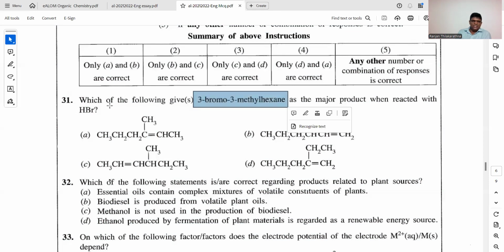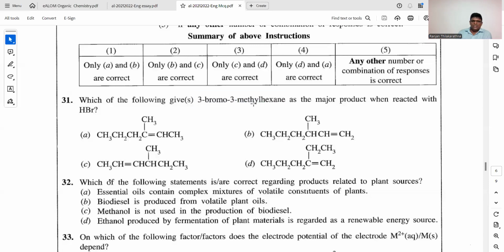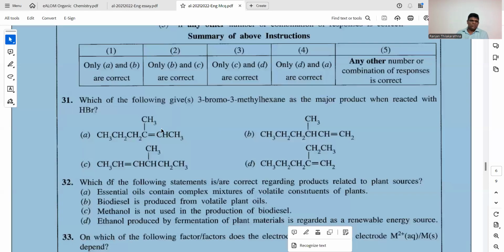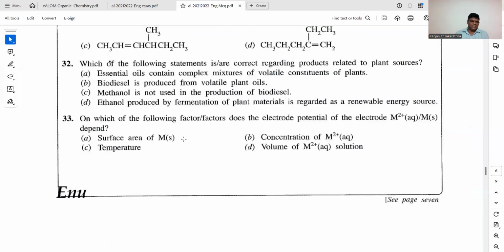The question says, which of the following gives 3-bromo-3-methyl hexene as the major product when reacted with HBr? There are some reactions relevant to the organic compounds. This is the reaction between alkene and HBr. They are asking about the product. Once you work out this product, you can easily answer this question. These are pretty easy, right?